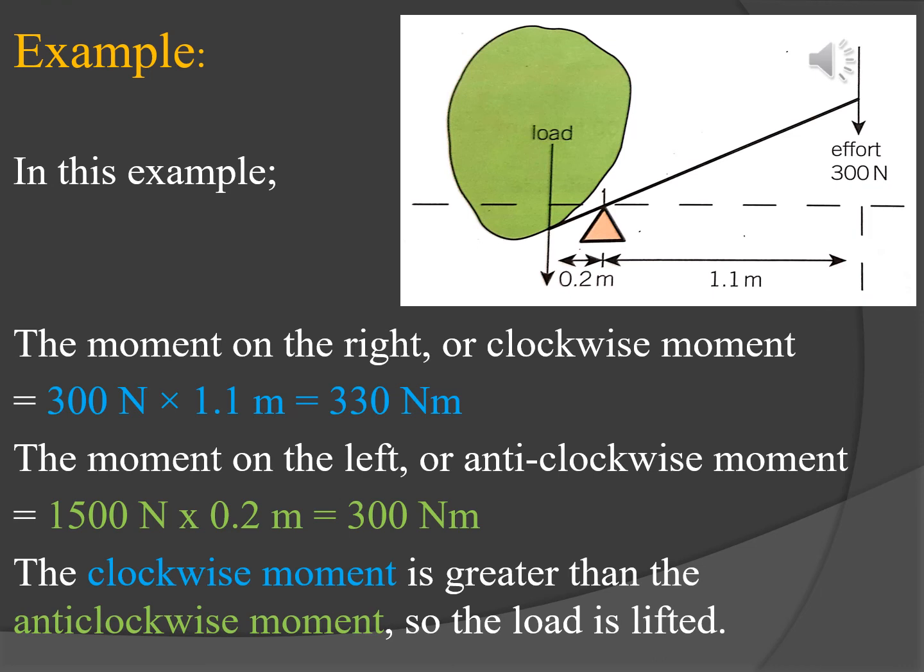Now, the moment on the right, or clockwise moment, is equal to 300 newtons multiply 1.1 meter is equal to 330 newton meter. Now, moment on the left, or anticlockwise moment, equal to 1500 newtons multiply 0.2 meter is equal to 300 newton meter. The clockwise moment is greater than the anticlockwise moment, so the load is lifted.